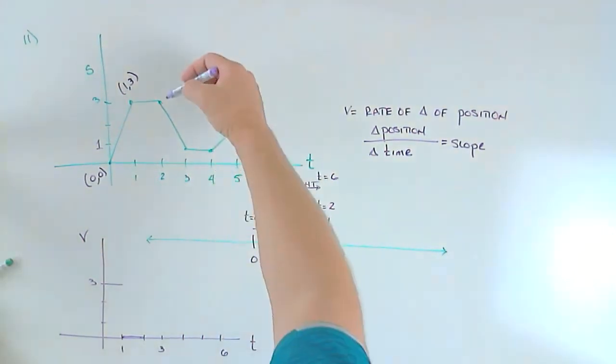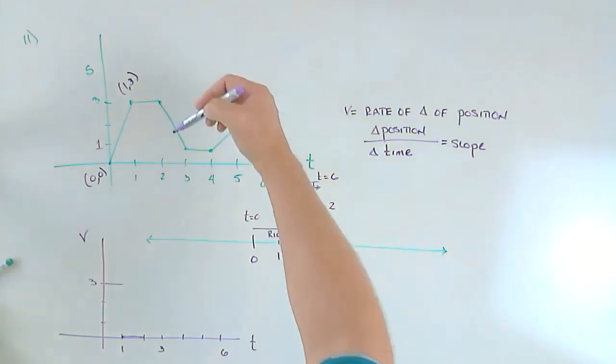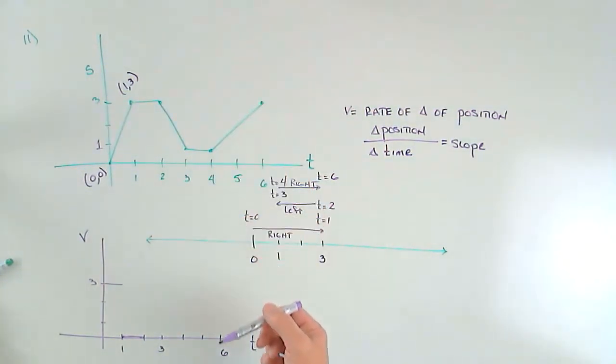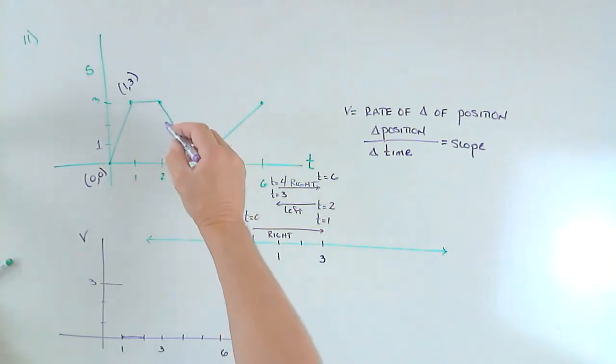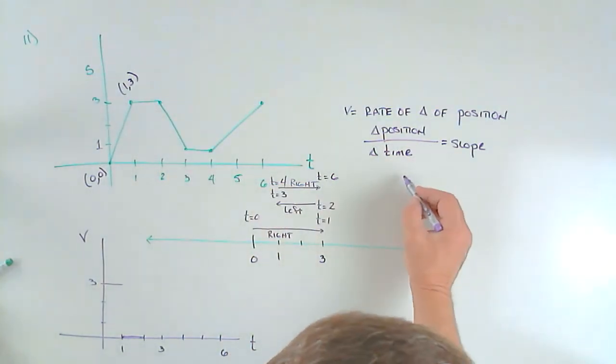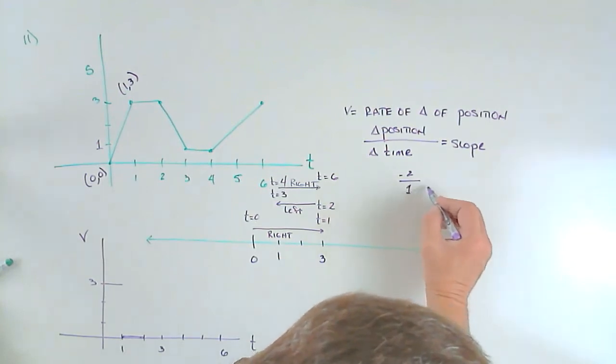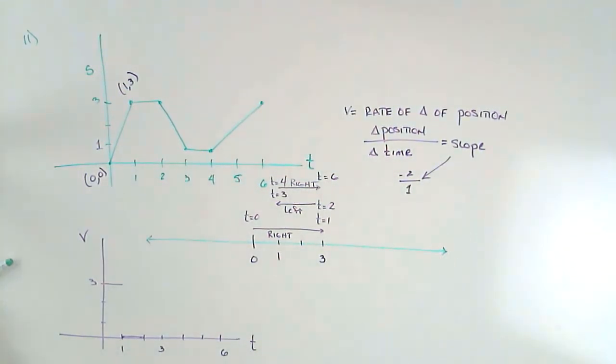Now, what happens between 2 and 3? We're moving to the left, right? Our change in x is 1. Our change in y is -2, right? Change in position is -2. Change in time is 1. So our slope is -2. So our velocity, I ran out of room, so we'll put it right here, even though the scale's off. Our velocity between 2 and 3 is -2.